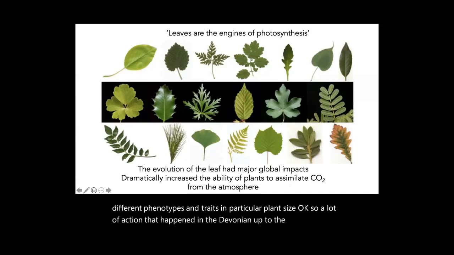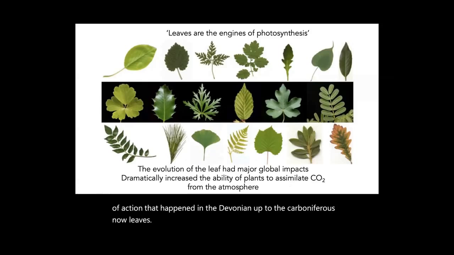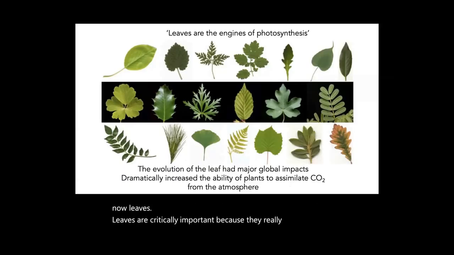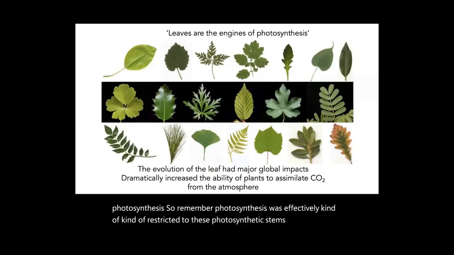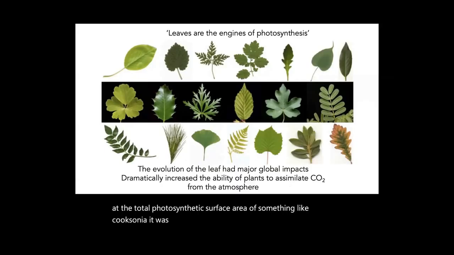Now leaves. Leaves are critically important because they really are one of the pinnacles of plant evolution because they're the engines of photosynthesis. So remember, photosynthesis was effectively restricted to these photosynthetic stems. And if you looked at the total photosynthetic surface area of something like Cooksonia, it was relatively small. The evolution of leaves then enabled this dramatic increase in global photosynthesis.